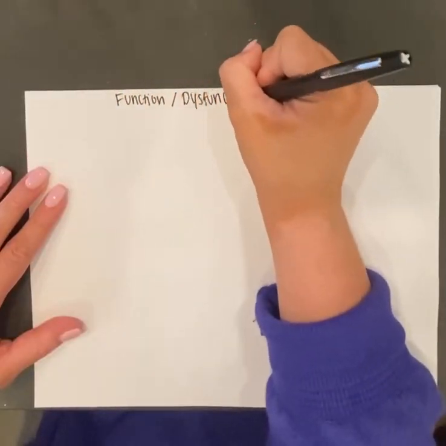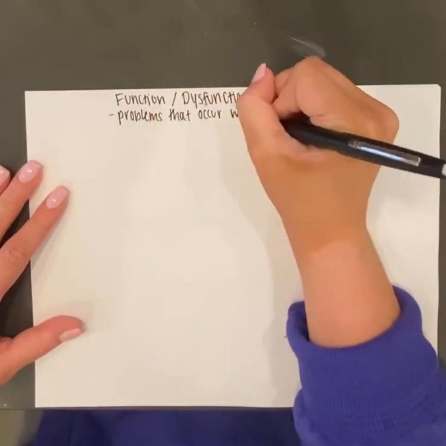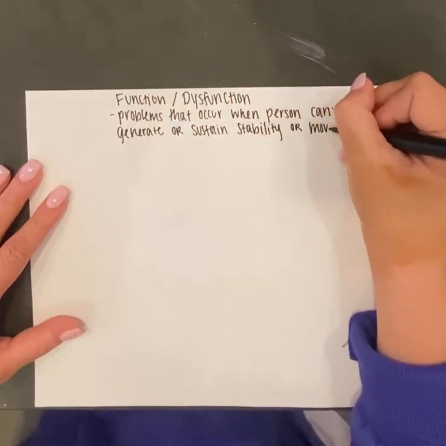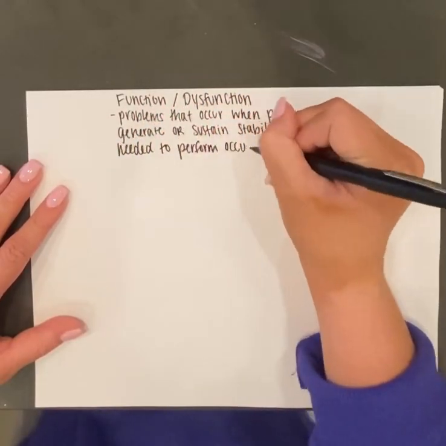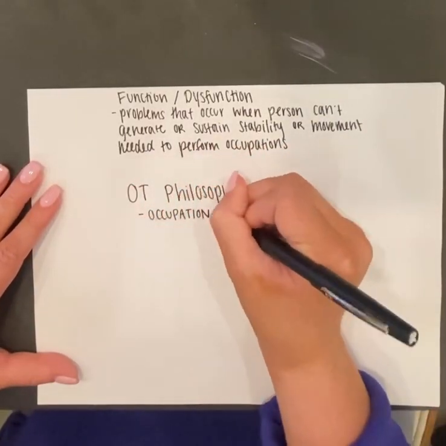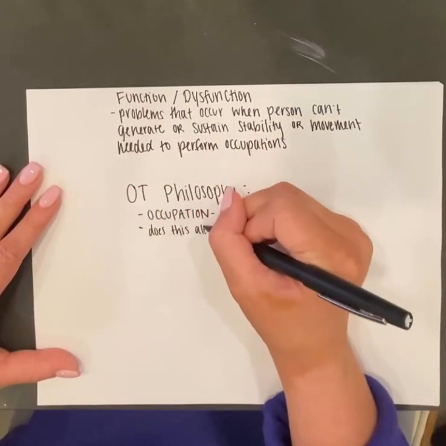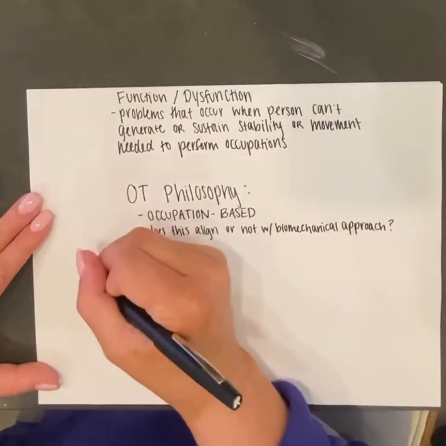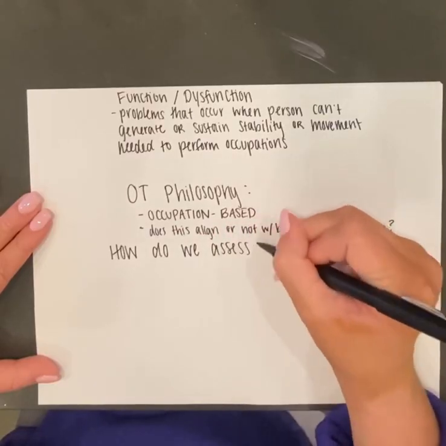That being said, looking at function and dysfunction, it's pretty much problems that occur when the person can't generate or sustain stability or movement needed to perform their occupations. And looking at this OT philosophy here, we are occupation-based, and we are asking how does this align or not align with the biomechanical approach based on what we are doing. So how do we assess these things?